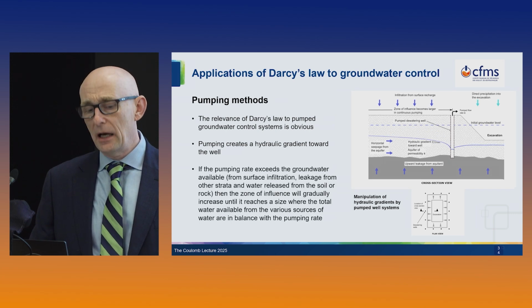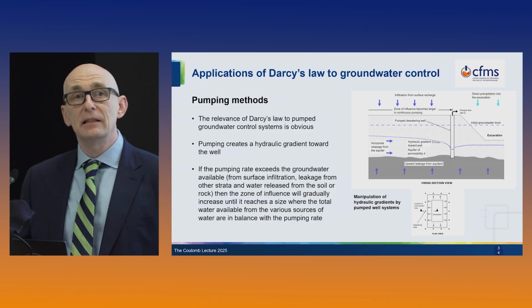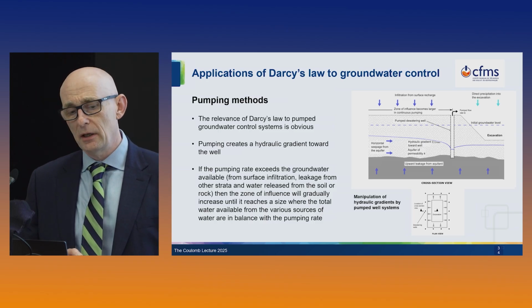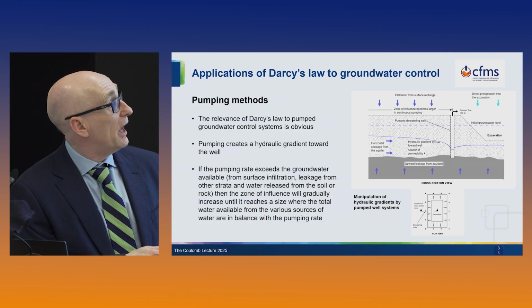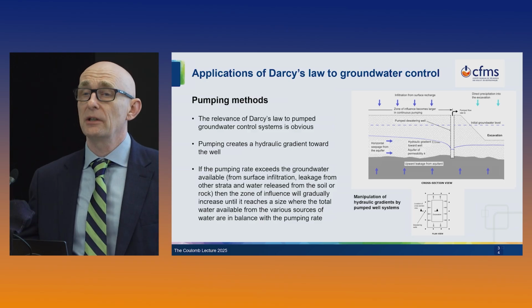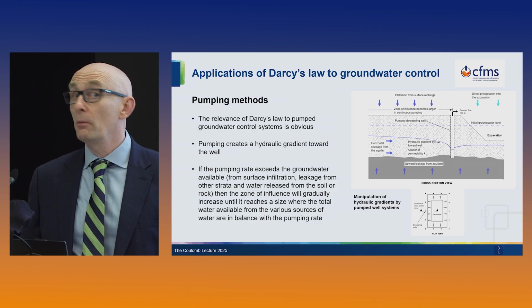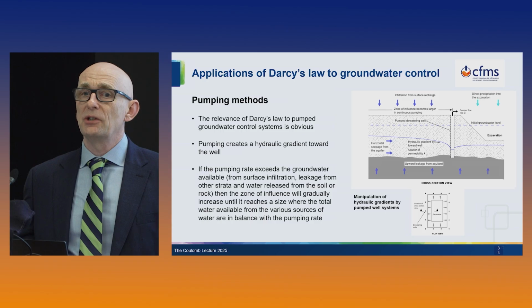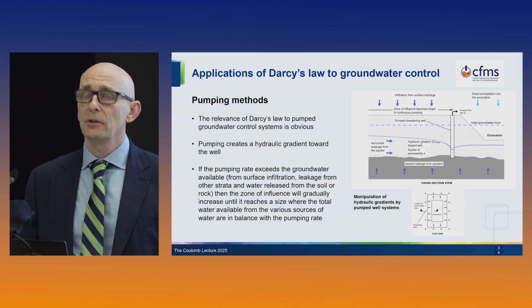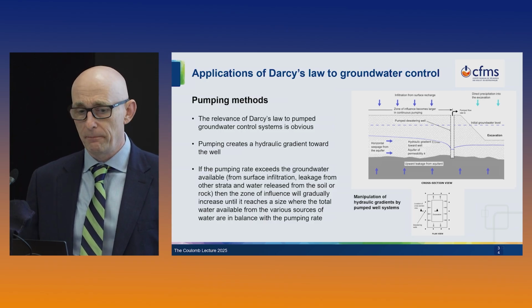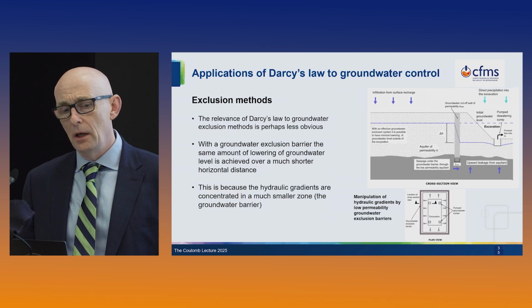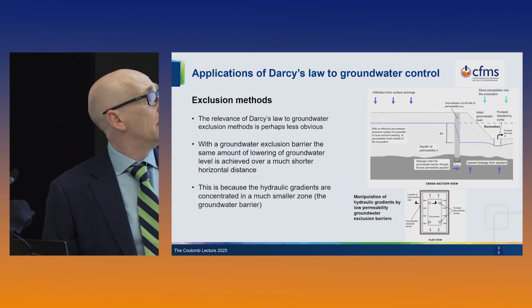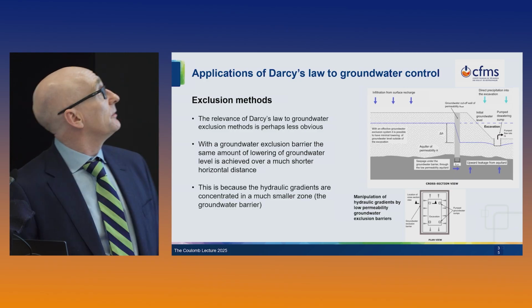If we pump at a fairly high flow rate that exceeds the groundwater available from things like surface infiltration, leakage from strata, and horizontal flow, then the zone of influence, this area here where there are actually hydraulic gradients, will increase and increase. And eventually, if you pump long enough at appropriate rates, the system would come into some sort of balance, and the zone would no longer continue to expand out. So I think for pump methods, it's easy to figure out how Darcy's law applies. But what about the other methods? And the exclusion methods can be explained in terms of Darcy's law.